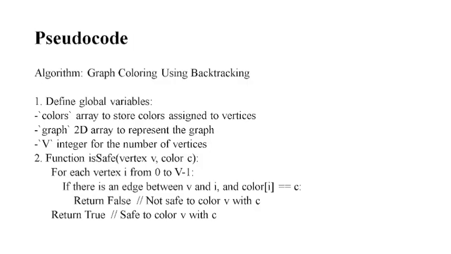This is the pseudocode. Defining global variables: colors should be an array, and graph should be a 2D array to represent the graph, and V an integer for the number of vertices. Function isSafe of vertex v, color c: for each vertex i from 0 to V minus 1, if there is an edge between v and i and color[i] is equal to c, then return false, not safe to color v with c. Return true, safe to color v with c.